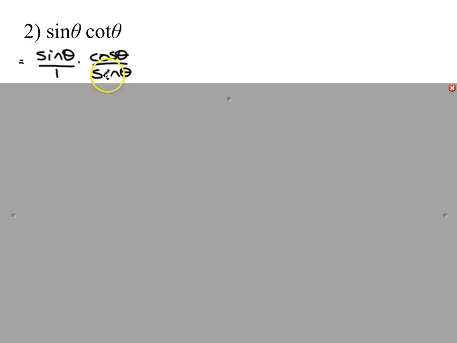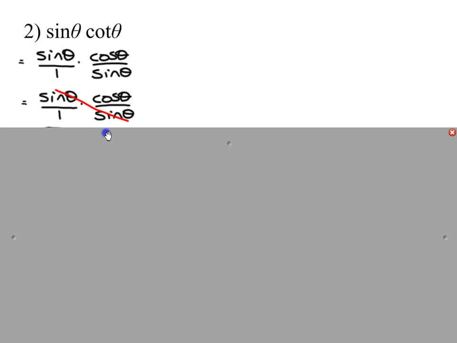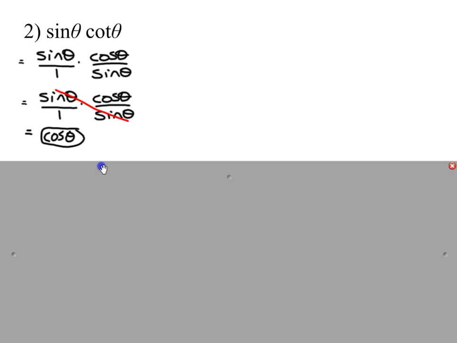So look up on your list. It should be made into cosine theta over sine theta. Well, great. Here we just divide out our sine thetas, and then we're left with a cosine theta. Simple as that.